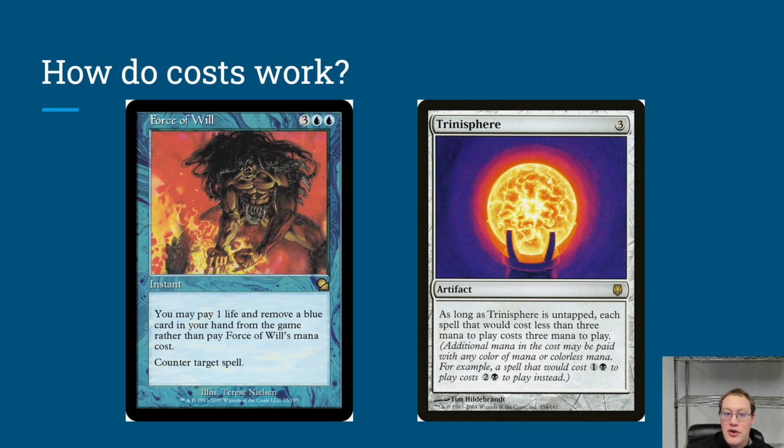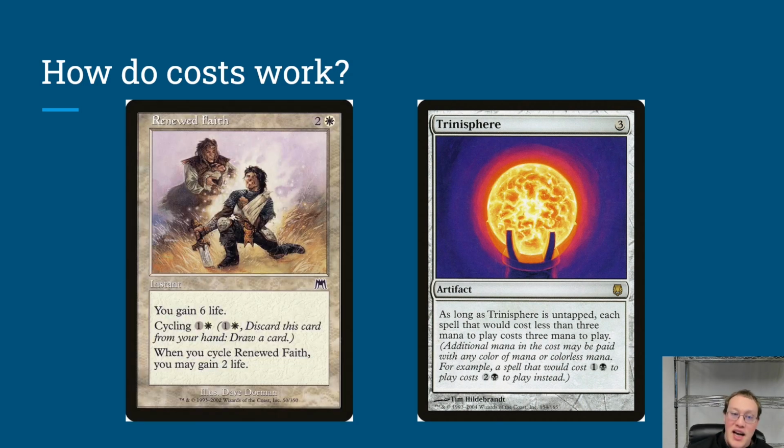So then your cost to play the Force of Will would be 3 mana and paying 1 life and exiling a blue card. So you're getting a lot less good of a deal. But yeah, the Trinisphere also does apply to alternate costs as well, such as what the Force of Will has. Now here's some stuff that it does not apply to.